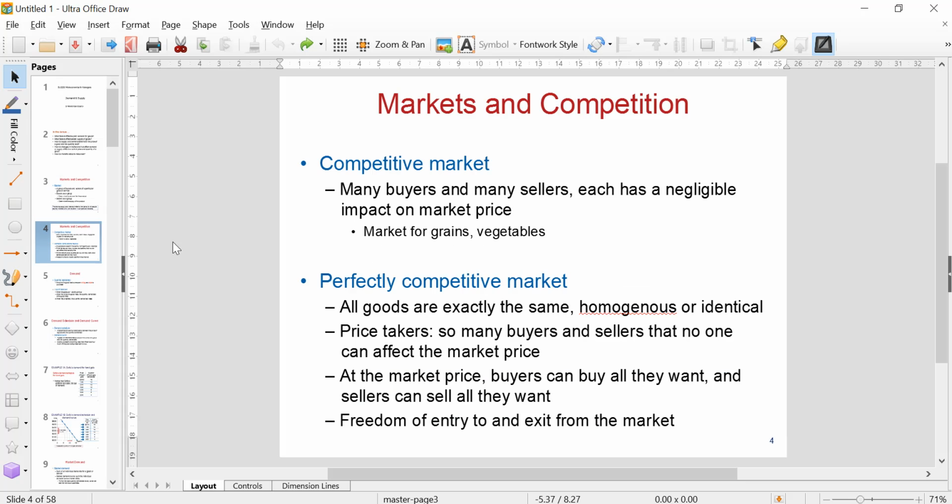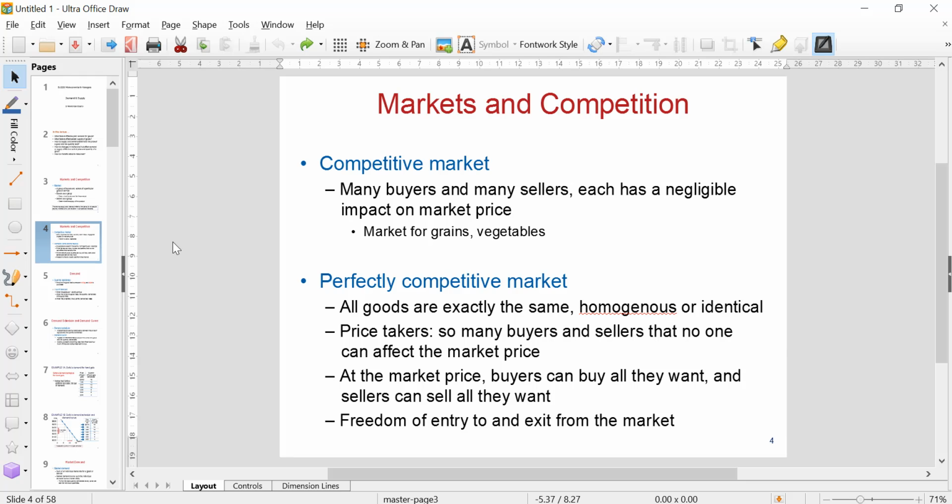Competitive markets are where there are many buyers and many sellers, and none of these two groups have an effect on the market price. In practice, we will rarely see such markets, but there exist some markets which can be classified as competitive markets. For example, the market for grains. Take wheat, for example. An individual farmer and the buyer is very small compared to the whole market. So a single buyer and a single seller will not be able to affect the market price.